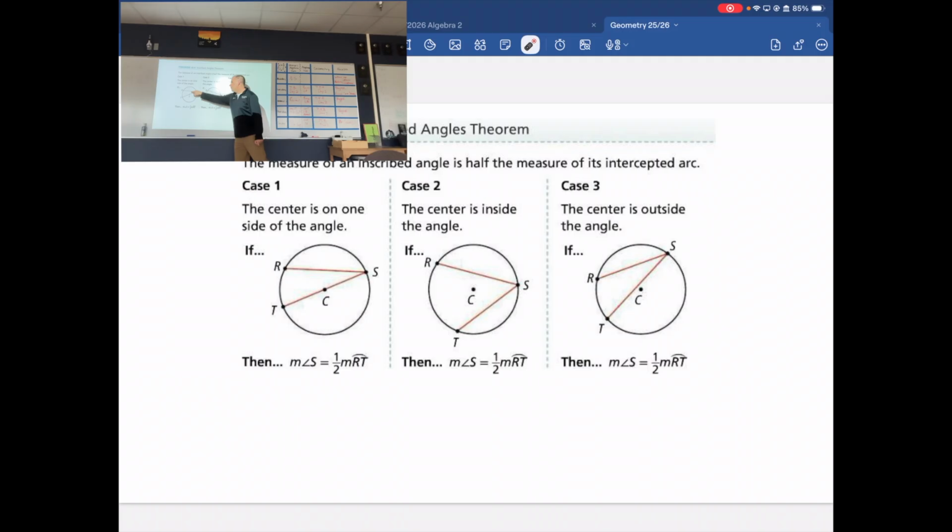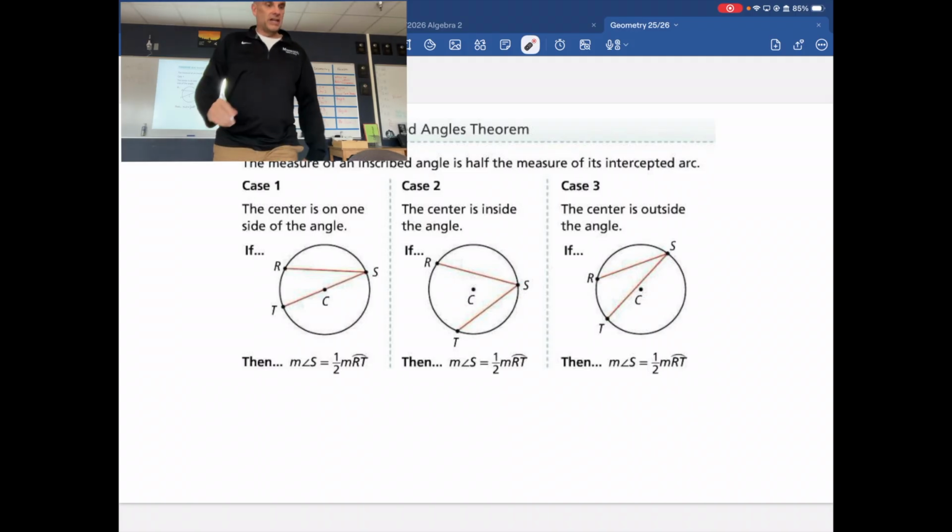It doesn't matter whether it goes through the center, goes around the center, or is on one side of the center. The measure of our inscribed angle is always, always, always going to be half of the ice cream that it created, the arc on top of it. So the angle is half the measure of the arc. Remember, if it was in the center, they were the same. When we had the central angle and the arc, they were exactly the same. If it's inscribed, it's half.